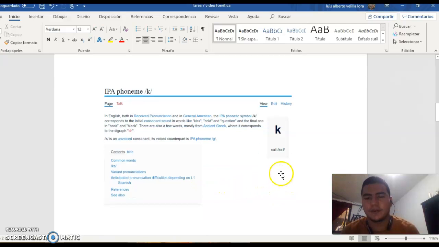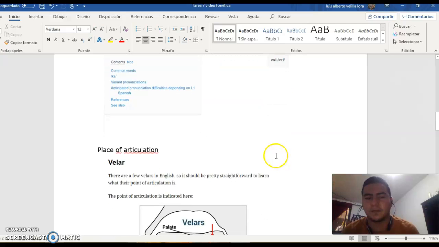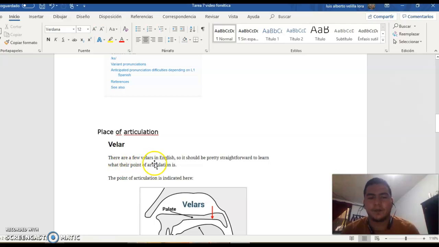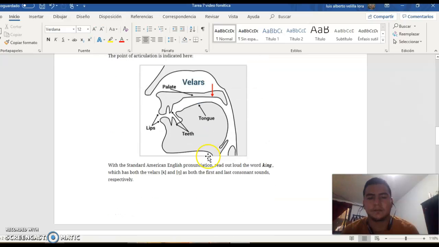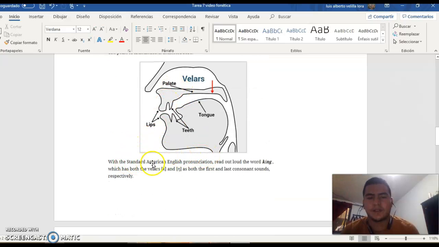The example word is call. It is found in the place of articulation velar. There are few velars in English, so it should be pretty straightforward to learn where the point of articulation is, the point of articulation indicated here. With the standard American English pronunciation of the word king, it has the velar K as both the first and last consonant sound respectively.